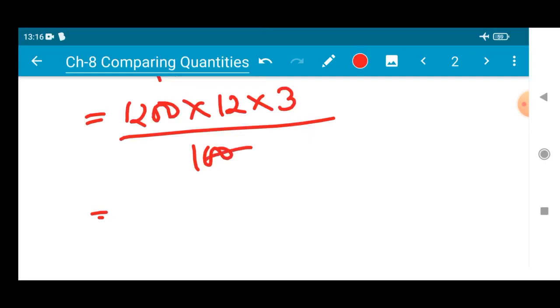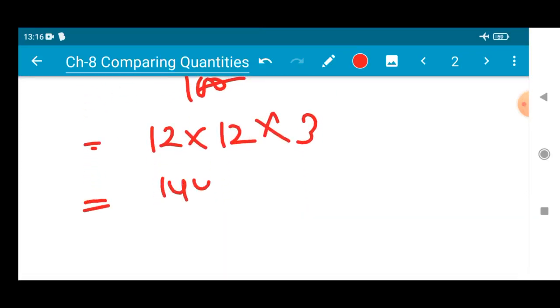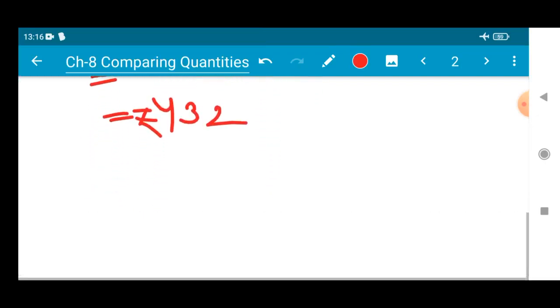So, let us cancel this. It is over now, 0, 0. 12 into 12 into 3 is the remaining. So, 12 into 12 is 144, into 3. If we multiply this, 4 threes are 12, 4 threes are 12, 13, 3 ones are 3, 4. 432 extra rupees he has to pay. That is the interest.